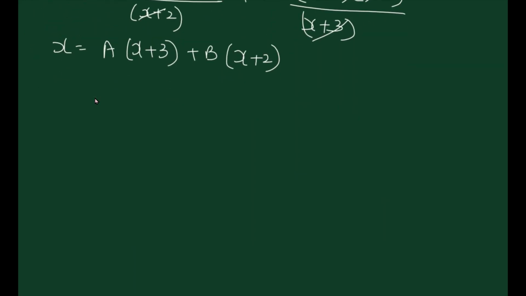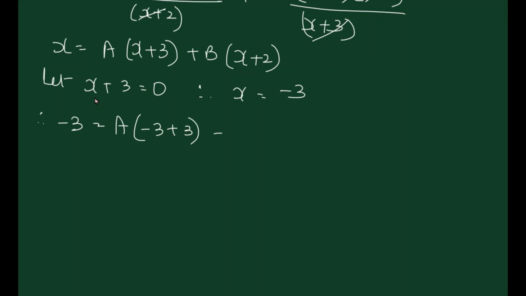Then after having obtained it, we write let any one of the brackets, let x plus 3 is equal to 0, and therefore x is equal to minus 3, and therefore minus 3 is equal to a into (minus 3 plus 3) plus b into (minus 3 plus 2).